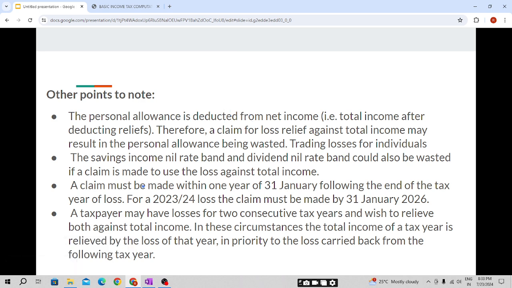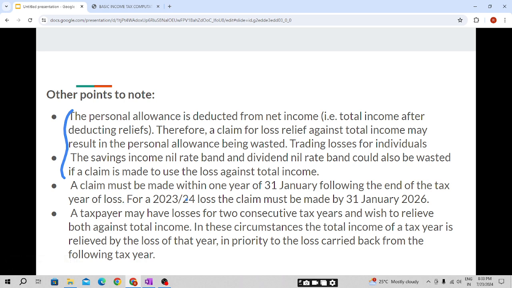Trading losses for individuals: the savings income nil rate band and dividend nil rate band could also be wasted if a claim is made to use the loss against total income. So students, if we set off the losses against the total income and our total income is 0, then our nil rate bands of savings and dividend will be wasted, because PA we can't transfer to next year and nil rate band also we can't transfer to next year. So these will be wasted.